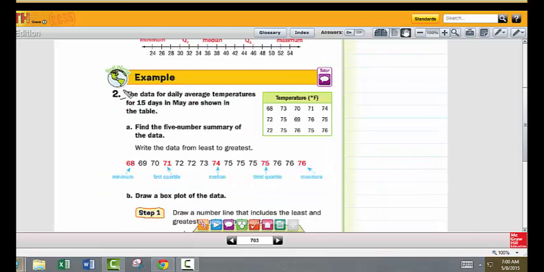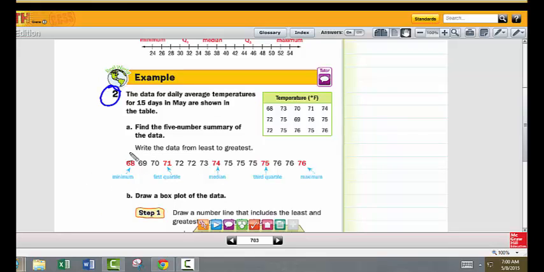Okay, let's take a look at example 2. The data for daily average temperatures for 15 days in May are shown in the table. So here's all our data here. A great way to put this in nice, easy order would be to put it into Microsoft Excel quickly, especially when you have a lot of values to do. Find the 5-number summary of the data. So the first thing we need to do is arrange it in order, which they've done for you here.